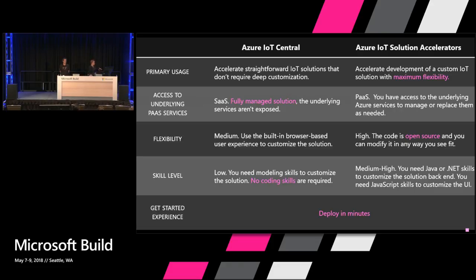On the other side of this chart, we have Azure IoT Solution Accelerators. The accelerators will really offer you maximum flexibility. So these are open source offerings that you can take and customize to whatever your business need may be. But as a result of being open source, you need to know either .NET or Java in order to modify the backends, and you need to know JavaScript in order to modify the front end. The great thing about both of these solutions is that they deploy in minutes, and so you can get started very quickly, which I'm going to demonstrate for you right now.